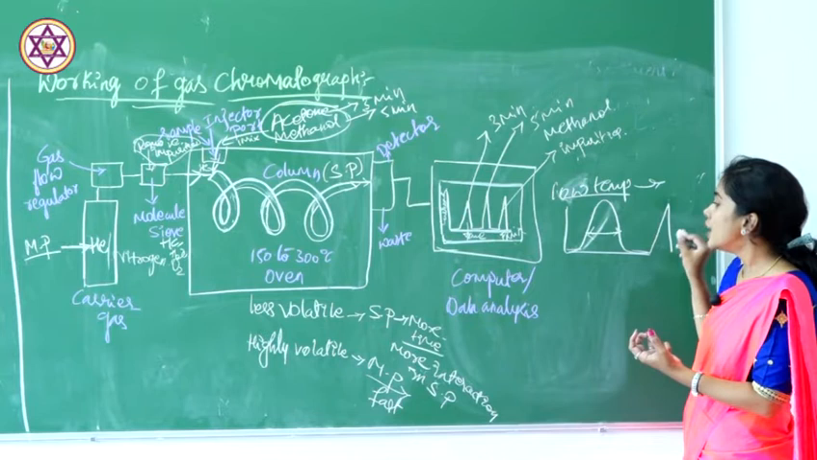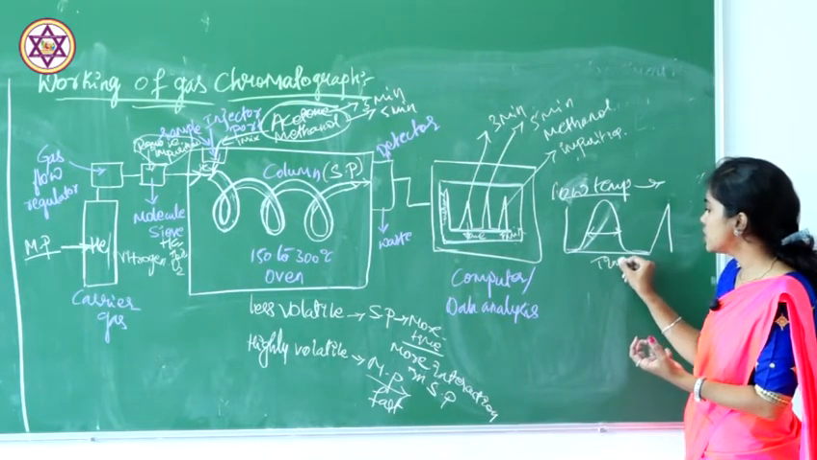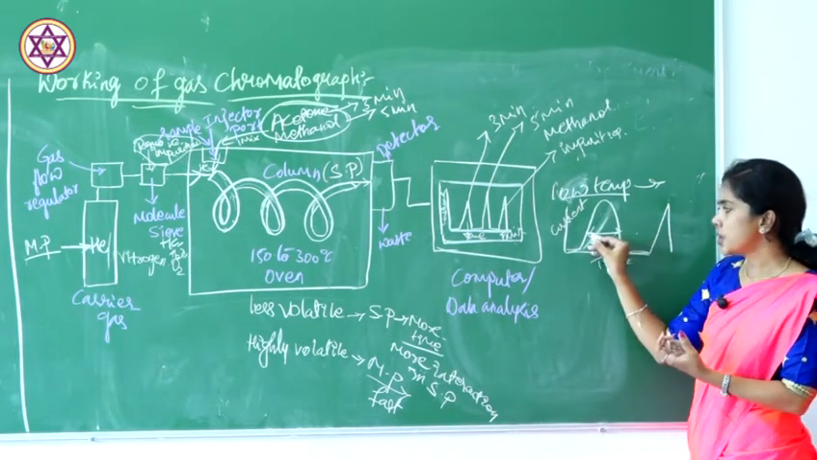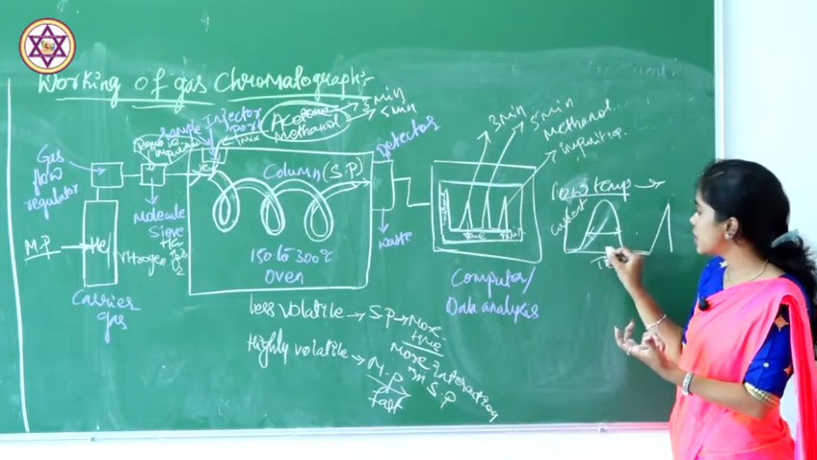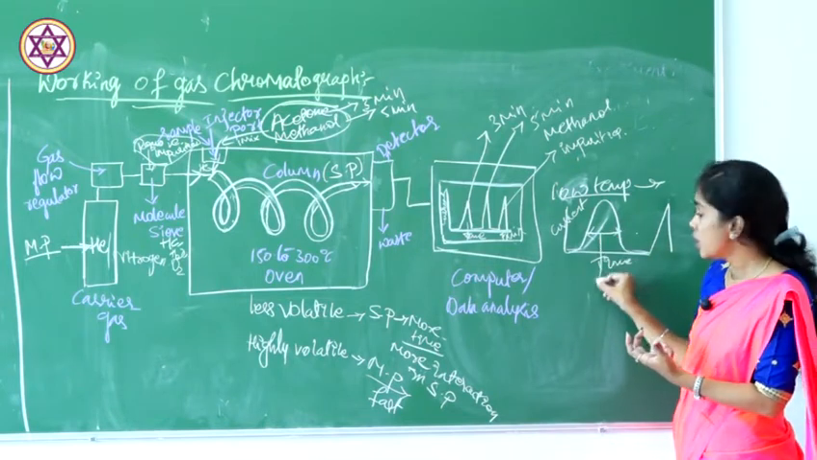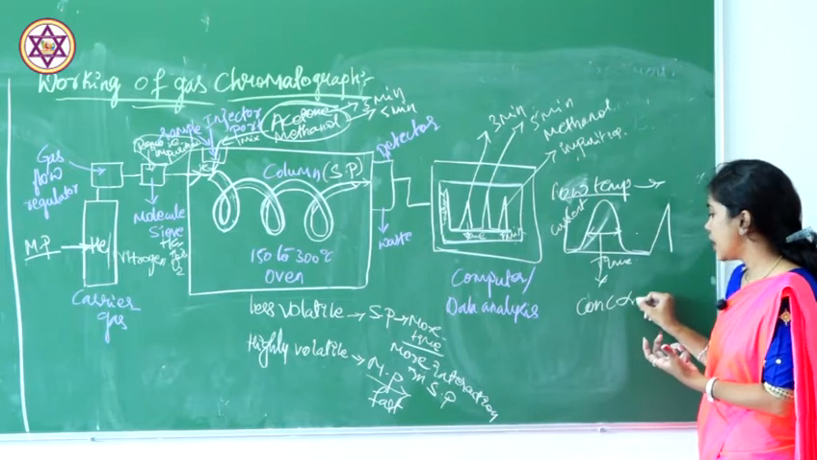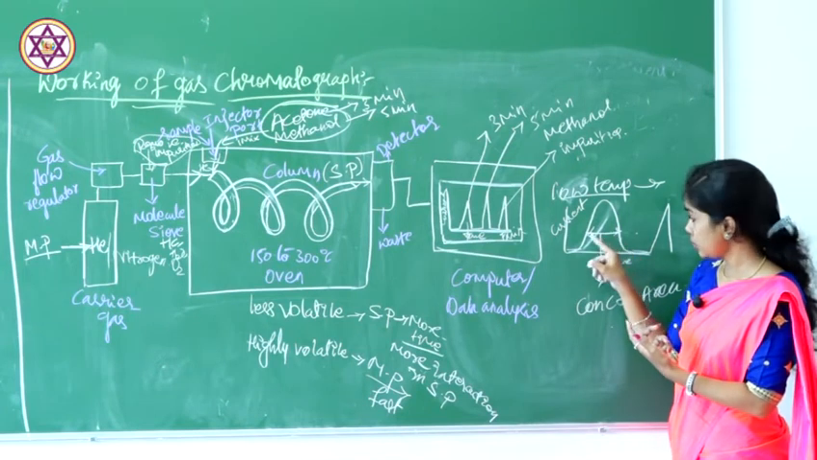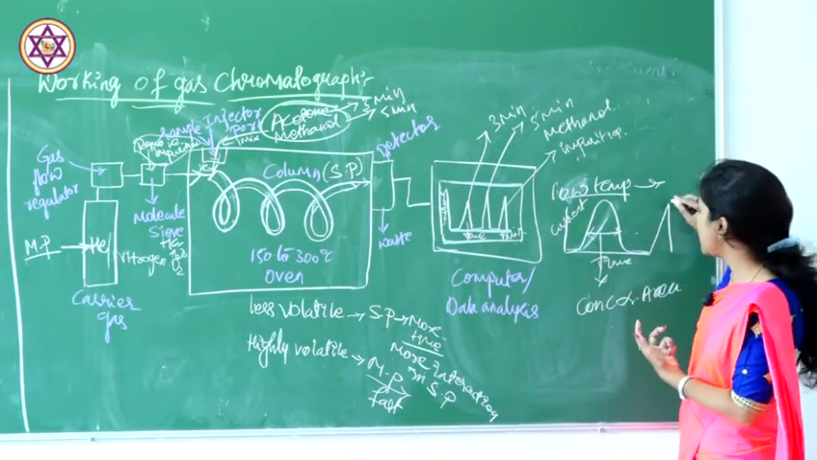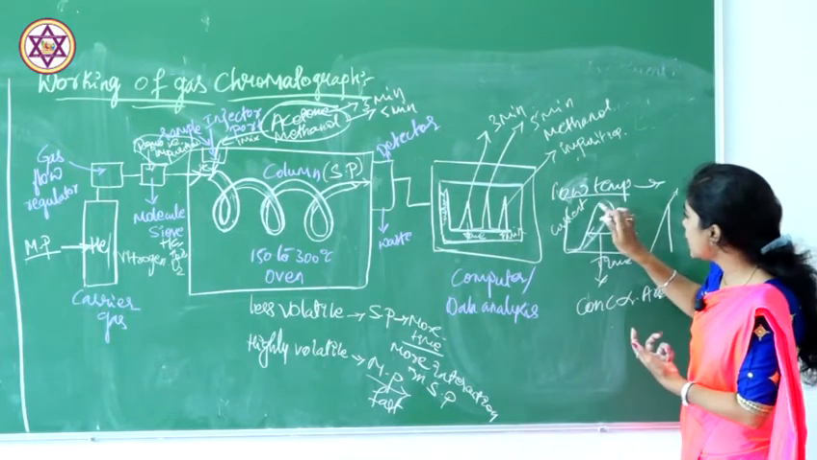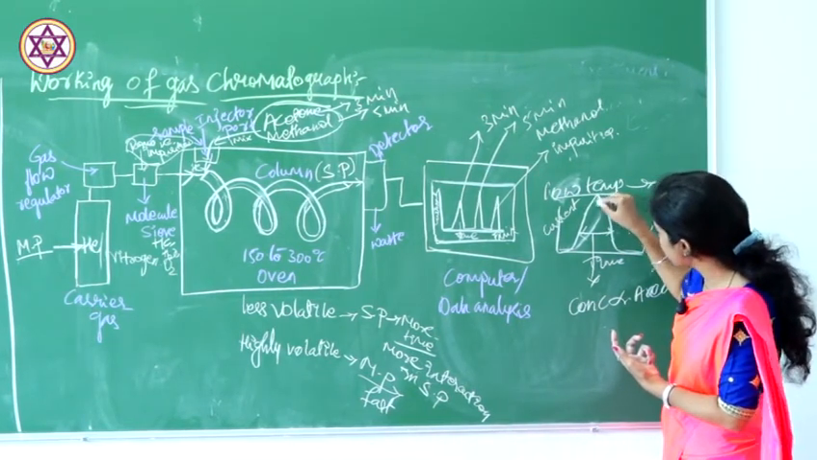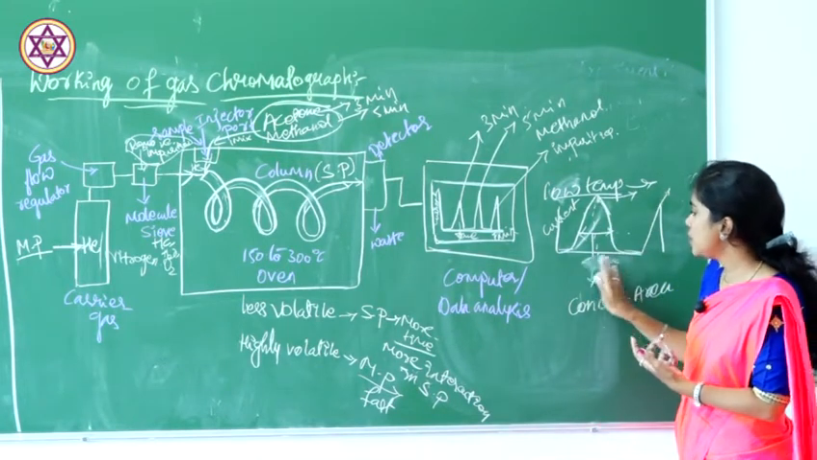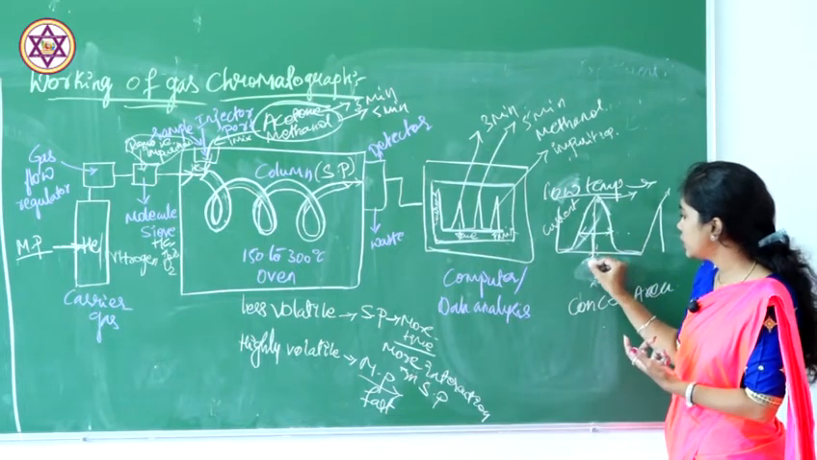Depending on the time, this is time and this is current. If the bandwidth is more, then concentration is directly proportional to the area in the bandwidth. And if you have a short peak, here also we are going to observe a peak. This peak indicates what kind of compound it is. For example, the timing of the peak is 3 minutes. It is here.